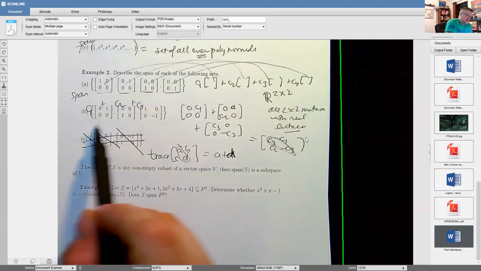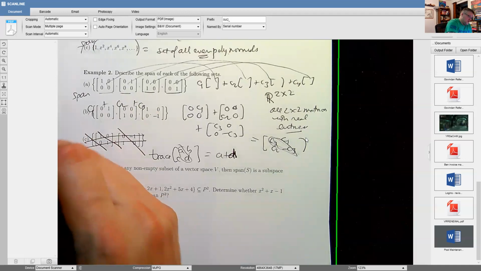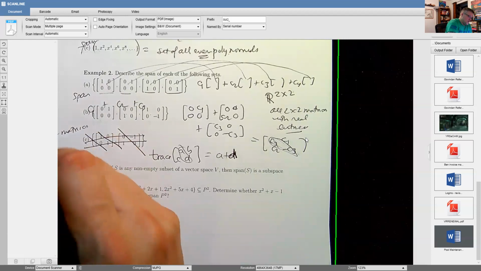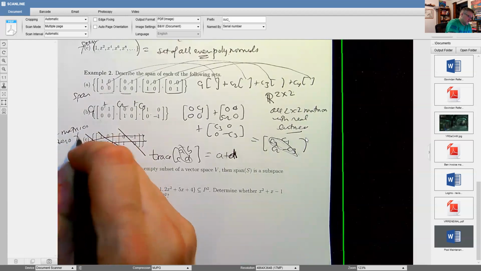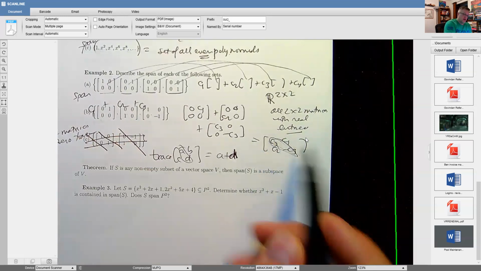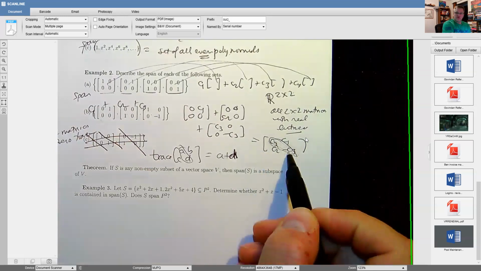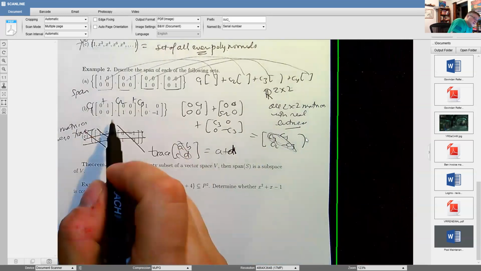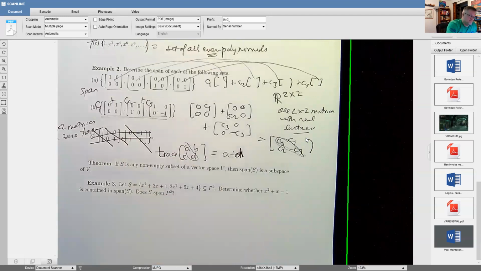And so the span of this set would be the set of all 2 by 2 matrices with a 0 trace. The only way you're going to get a 0 trace in a 2 by 2 is to have an entry and its additive inverse on the diagonal, because you only have 2 elements to play with. And so the span of that set would be that vector space.